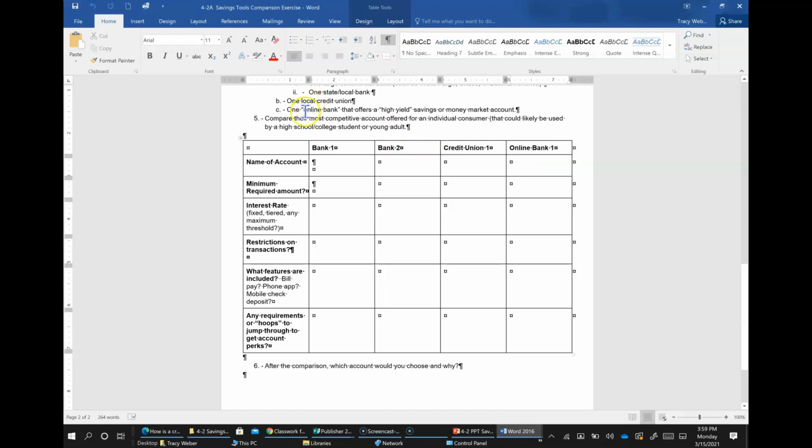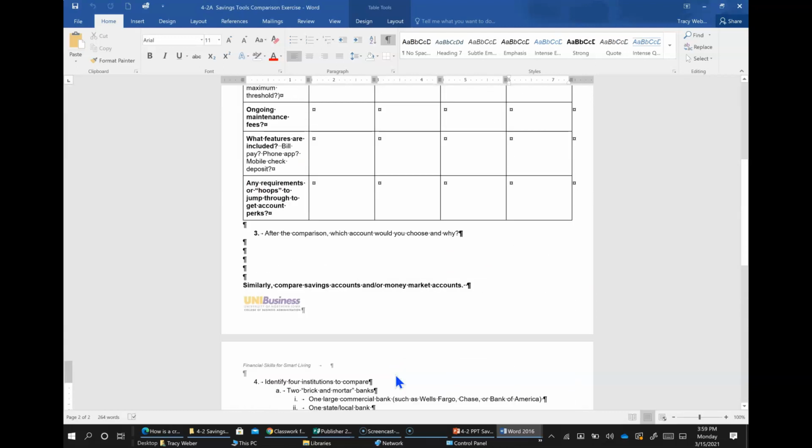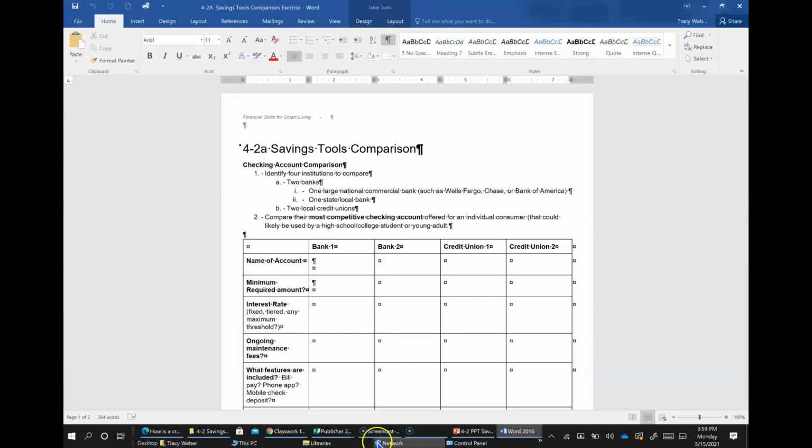And just Google online high yield savings or money market and see what comes up, and compare their most competitive account offered for an individual that could be used by you, and fill this out to the best of your ability. And then which one would you choose and why? And then submit this to the assignment in our classroom.